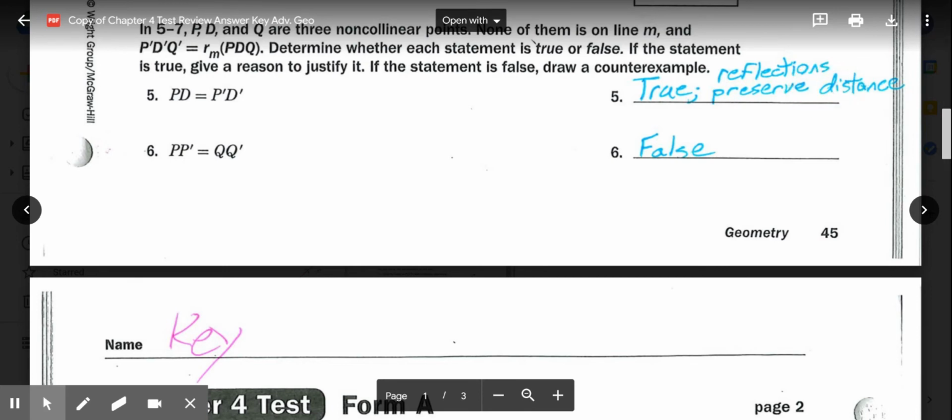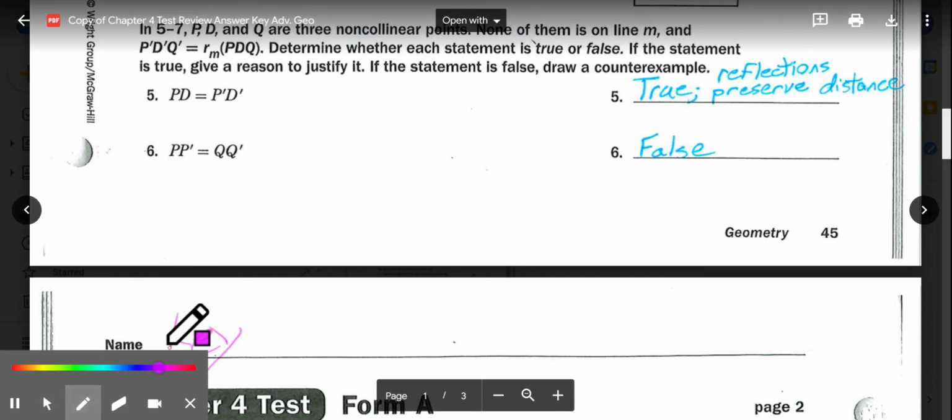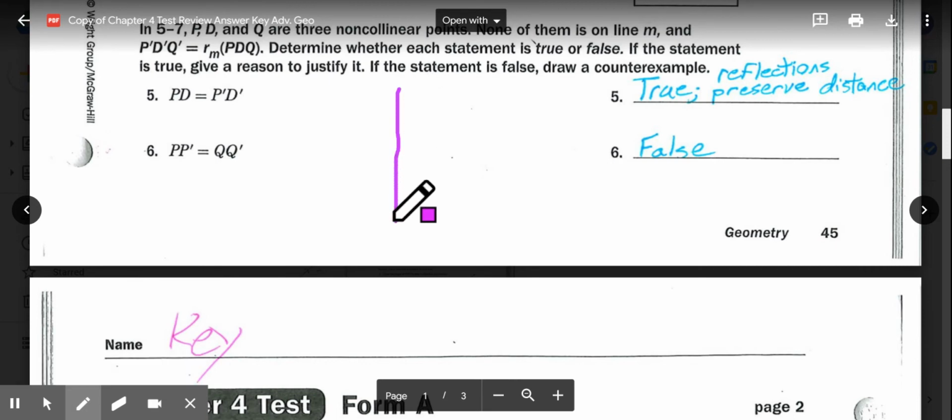Then what they're saying is that P to P prime is equal to Q to Q prime, and that would be false. And if you were to draw a counterexample, and I apologize, drawing straight lines on here is not easy, but if this was our line of reflection, if point P was here, P prime then would be roughly right about here. If Q was here, Q prime would be right here. So the distance from Q to Q prime is not equal to the distance of P to P prime. So that could be a counterexample if you needed to draw one.